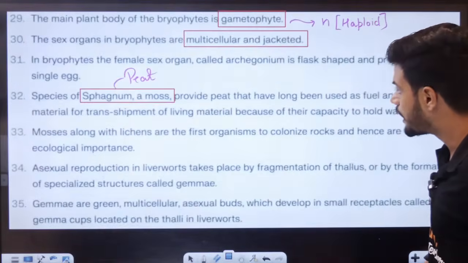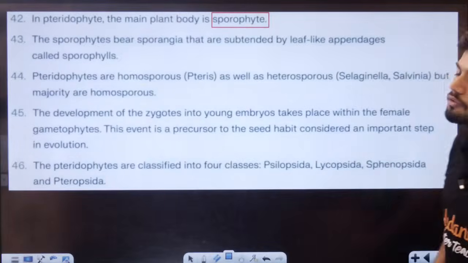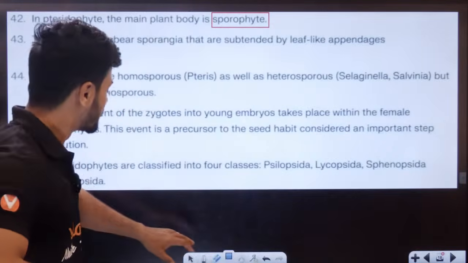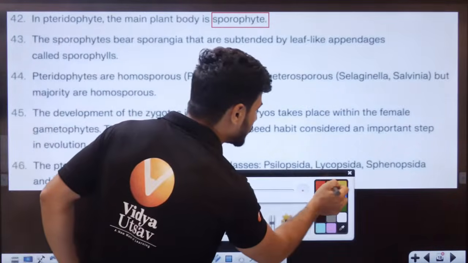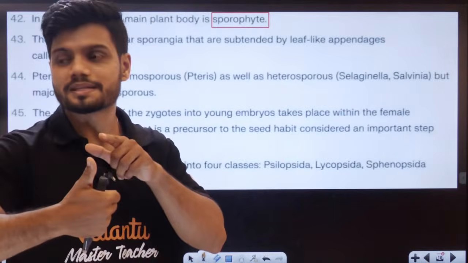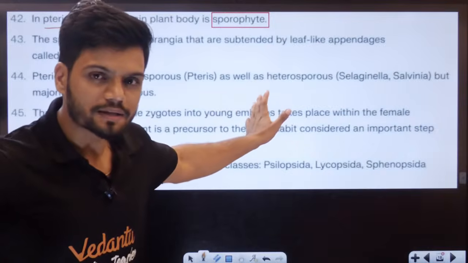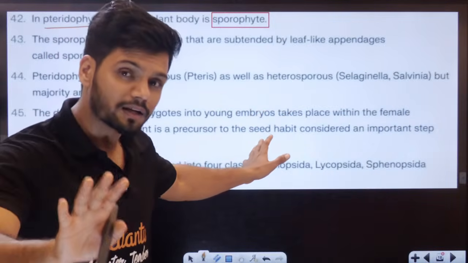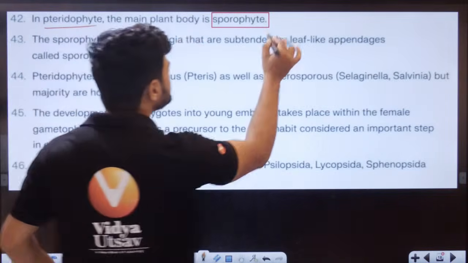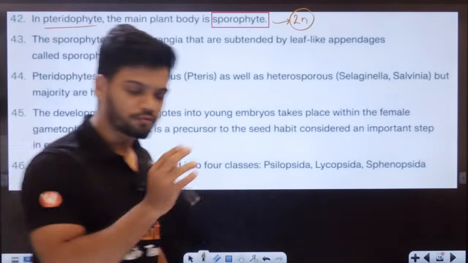एल्गे के अंदर क्या है स्टूडेंट्स? एल्गे के अंदर भी मेन प्लांट बॉडी था गेमेटोफाइट. बट अब से, from pteridophytes onwards, main plant body is sporophyte. So in the case of your pteridophytes, gymnosperms, angiosperms और pteridophytes, इन सारे के अंदर मेन प्लांट बॉडी होगा स्पोरोफाइट यहां से, ठीक है? And this sporophyte is diploid in nature. Clear all of you? Clear?